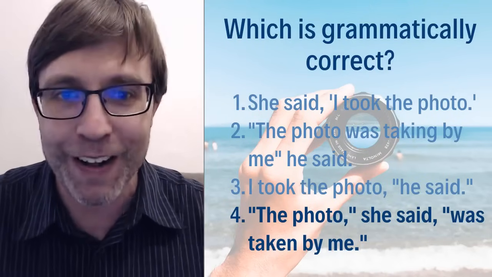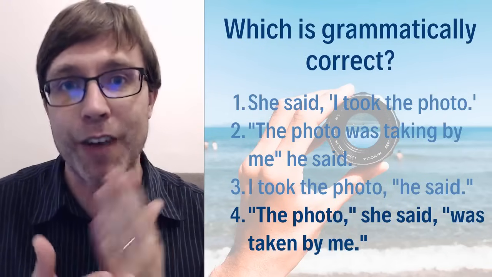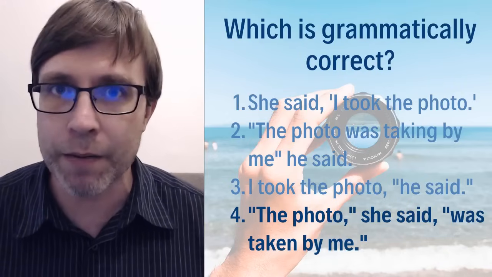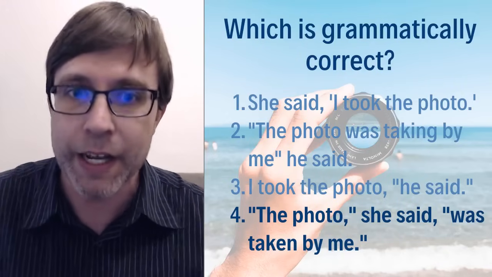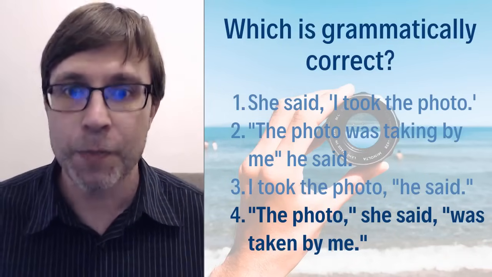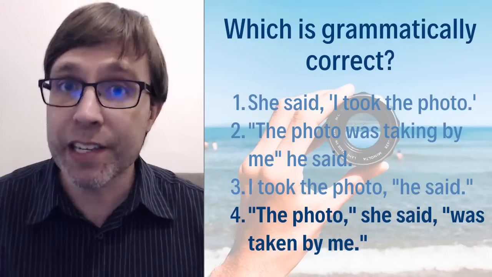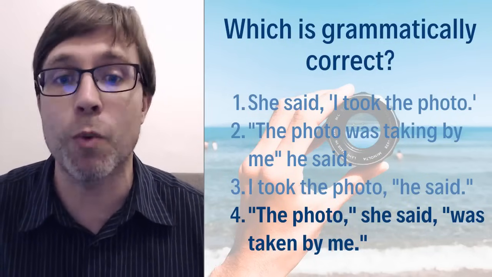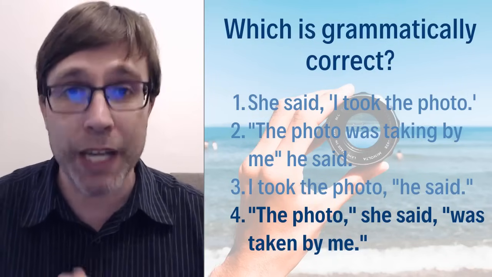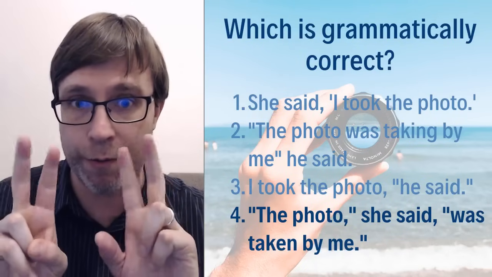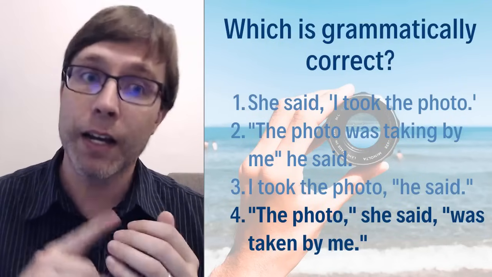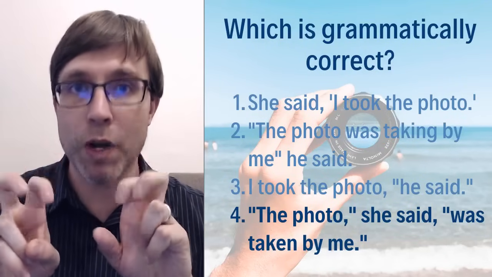And number 4, this is an example of a divided quote. It's something that you will see if you're reading. People will take quotes and they will divide it. And the reason it's a divided quote is because I said, quote, the photo, she said, was taken by me. And again, this is written in the passive voice. The photo was taken by me, but I've divided the quote and said, she said. So again, you would have quotes on the first part, the photo, and you need that comma there. You need that comma. She said, comma, and then quotes, was taken by me.